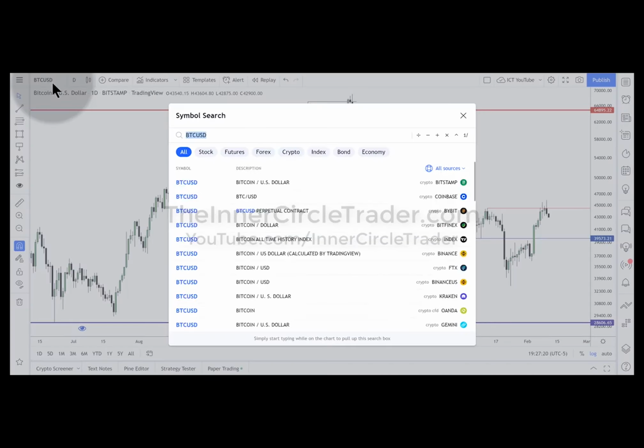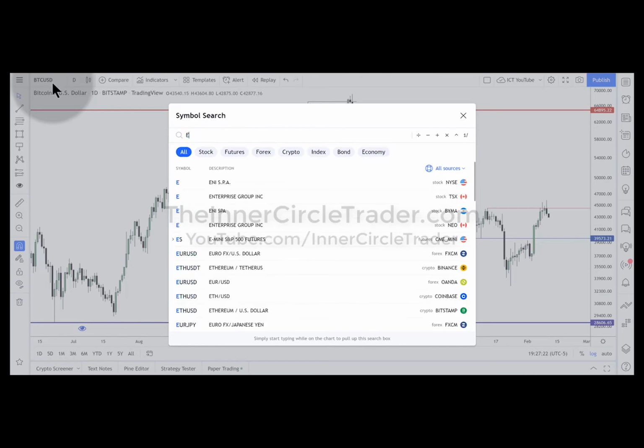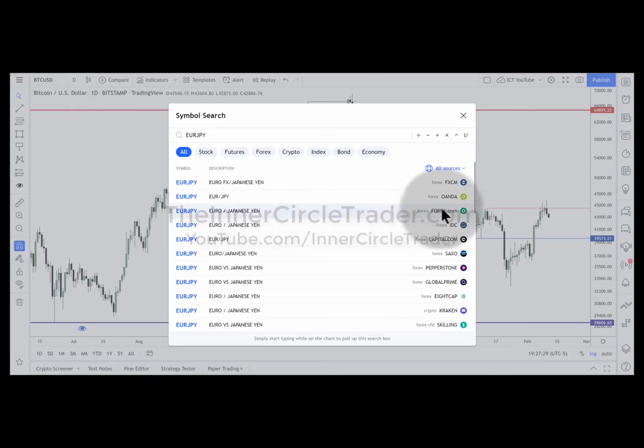Let's go to Euro. And whenever I'm looking at data from TradingView, this is the data feed I use for Forex pairs only, Forex.com. I don't want to use ON though. Definitely not them.